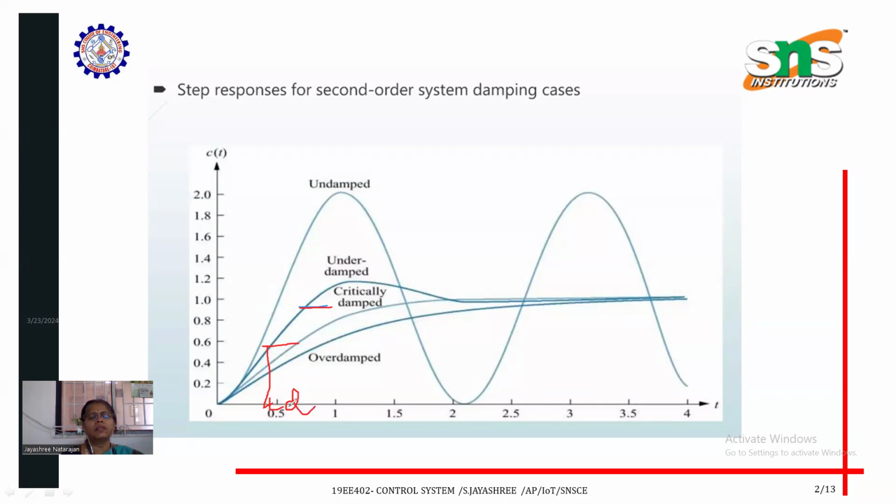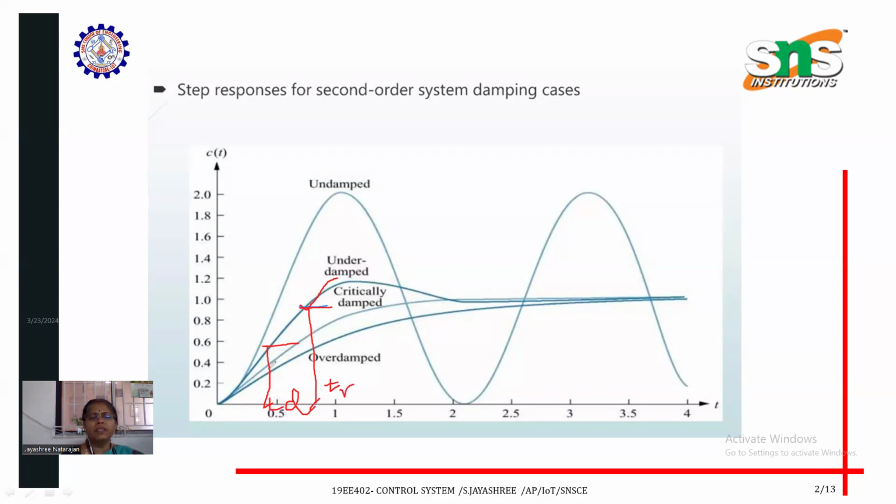Then what is rise time? The time taken by the response to reach final value, we call it rise time. So here this point is TR.